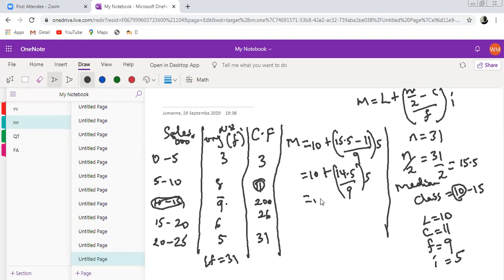Can somebody work that out for me? 4.5 divided by 9 and then you multiply by 5. I think it should be 4.5 over 9. Oh, sorry. You are okay. You are very okay.